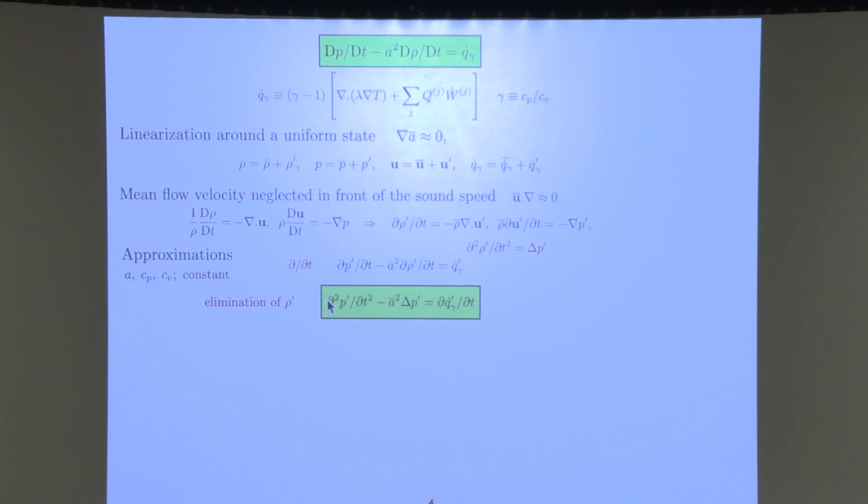If this is 0, this tells you that the second derivative of the fluctuation of the pressure is equal to the Laplacian of the pressure field fluctuation. And now you have a source term. And this source term is coming from the heat release. Okay? So this is the equation obtained by Rayleigh.